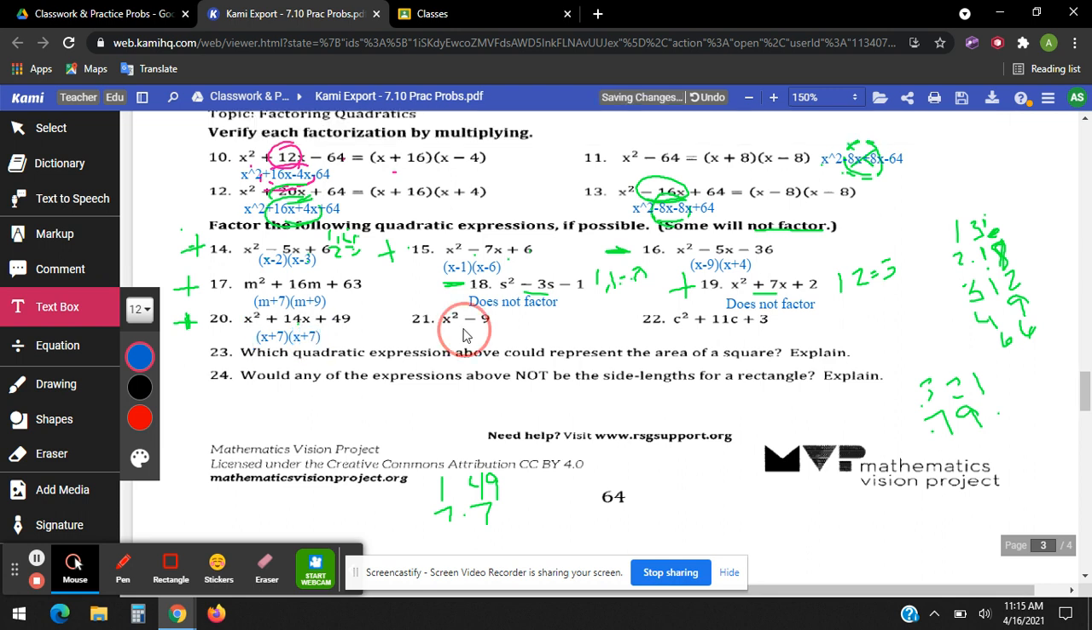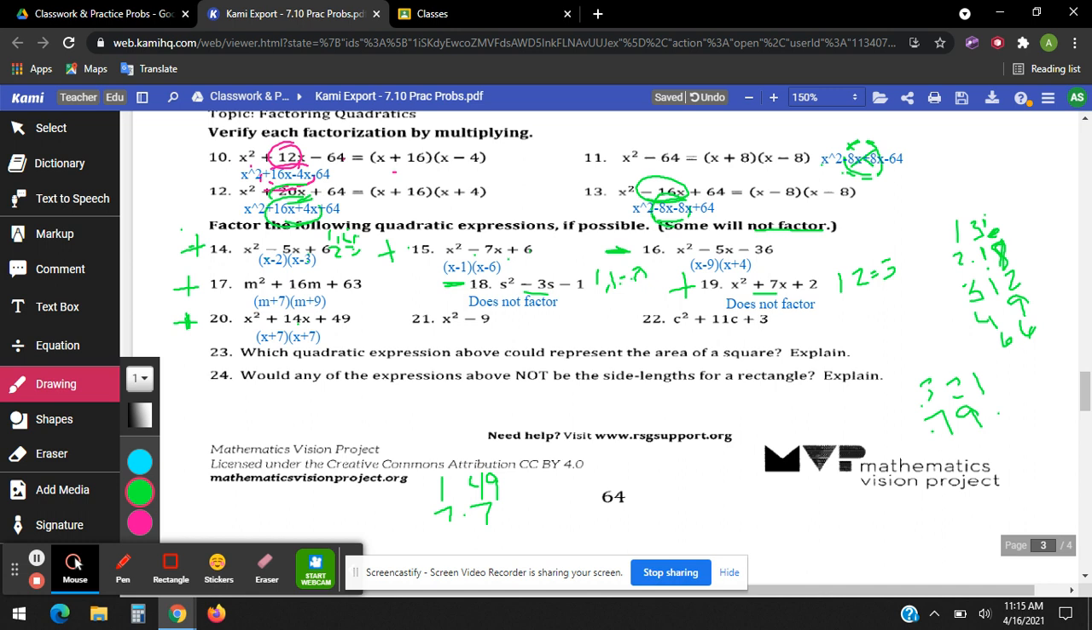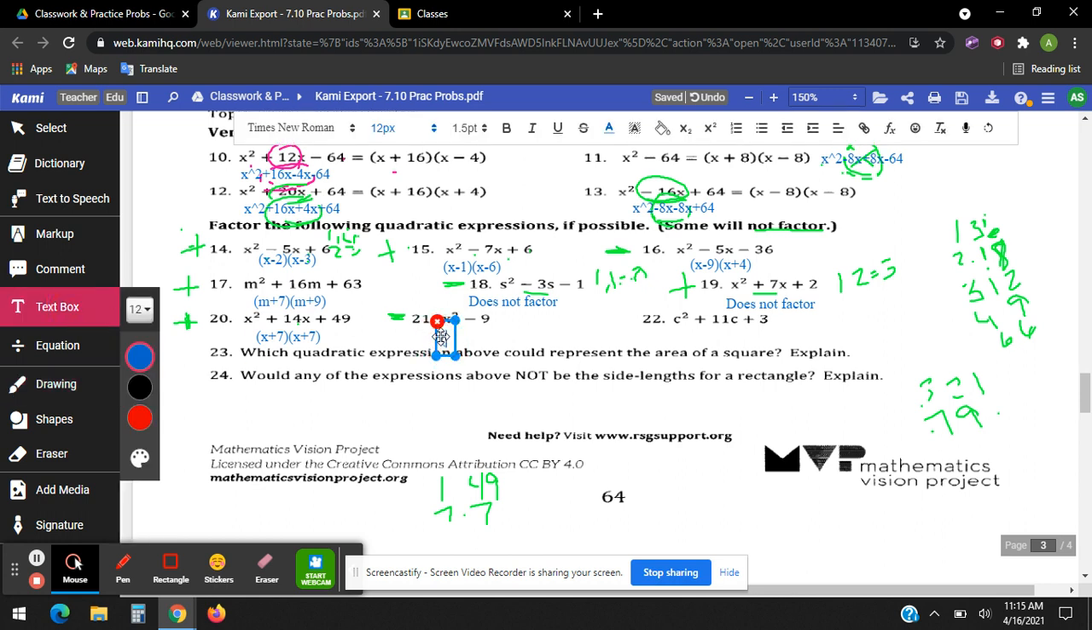All right, this one. We know we have to have two factors of 9 that cancel each other out. Because it's a minus, we know they're subtracting. Two factors of 9 that are the same would be 3 and 3. So we know it's an x minus 3 and an x plus 3. When we do negative 3 plus 3, we get 0. Negative 3 times 3 is -9.